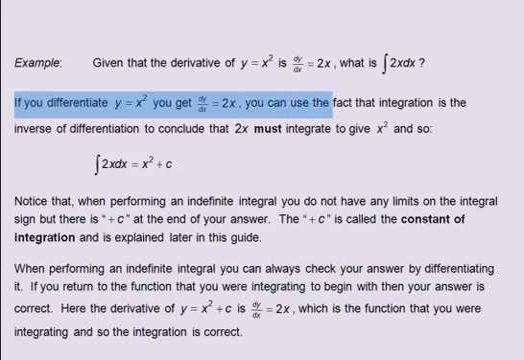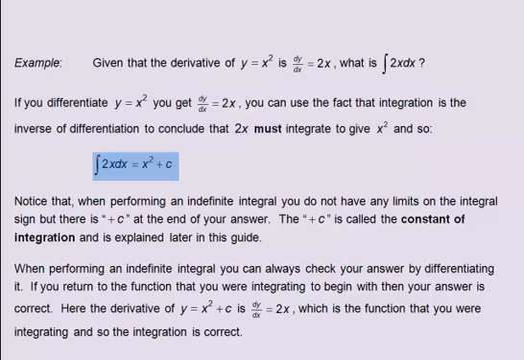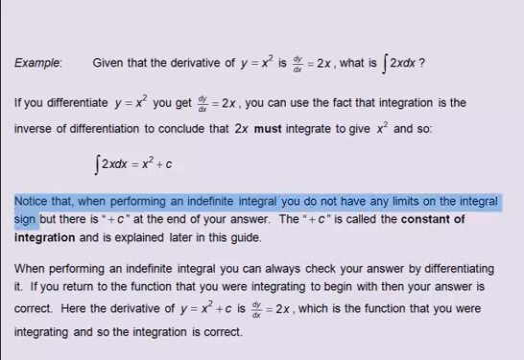You can use the fact that integration is the inverse of differentiation to conclude that 2x must integrate to give x squared, and so the integral of 2x with respect to x equals x squared plus c. Notice that when performing an indefinite integral, you do not have any limits on the integral sign, but there is plus c at the end of your answer. Plus c is called the constant of integration and is explained later in this guide.